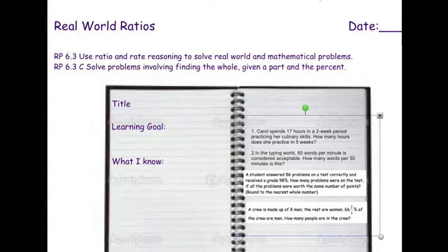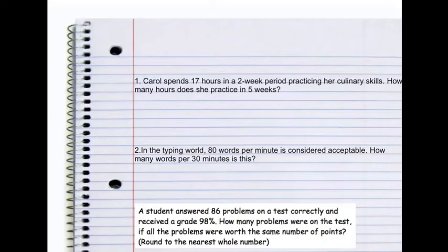Today we're going to talk about real-world ratio problems. So where am I going to see all these different ratios that we've been learning about in my day-to-day life? Where would they be in the real world, right? So we're going to go through a couple of word problems, and mostly these are about percentages and comparing the part to the whole item.